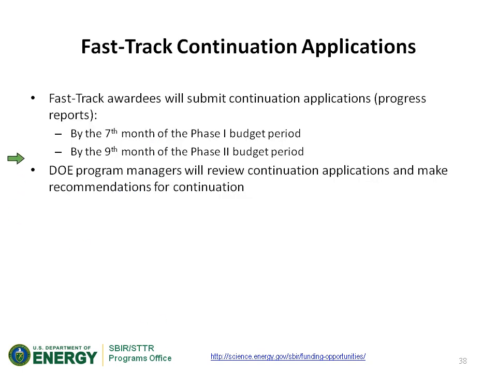As I mentioned, the FastTrack does have checkpoints through it. You will need to submit a continuation application at the end of the 7th month of your Phase 1 and at the end of the 9th month of your Phase 2. And that's a chance for the program managers to review your progress. And again, if you're not making adequate progress, your grant would not continue.